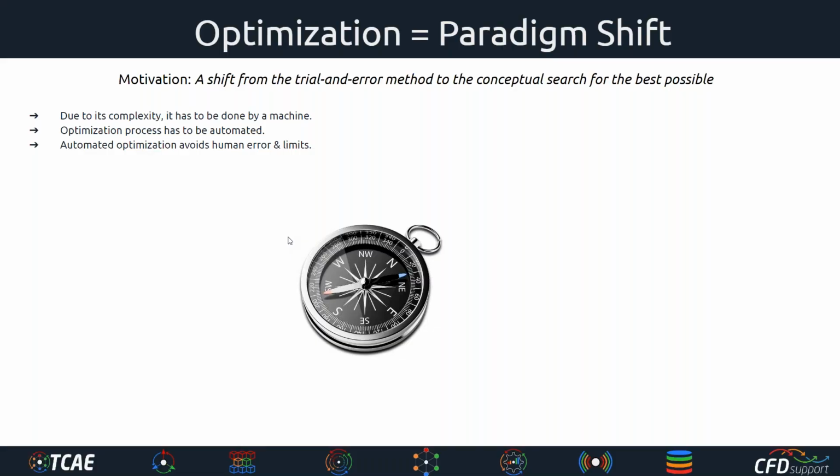That's why we should be smart, and we should use a computer for this. The parametric space is extremely complex, and it has to be a machine which makes the decisions and iterates in such a complex system. So the optimization process definitely has to be done by a machine, and it has to be automated. Automation also avoids human error and human limits. But it has to be an algorithm. That's for sure.